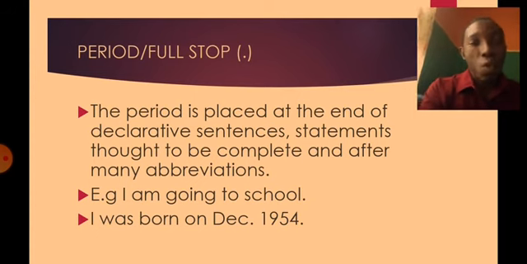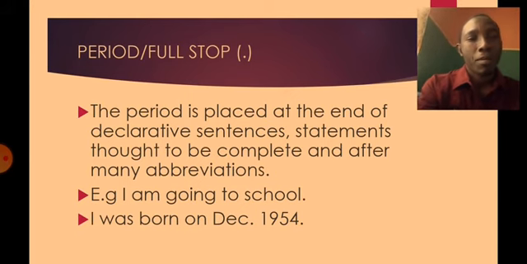I am going to school. That is a declarative sentence, full stop at the end of it. I am going to school, full stop. I was born on December. That December is being abbreviated. If you look at it very well, December is abbreviated DEC. Then we have the full stop or the period for abbreviation. Then 1954. We now put the final full stop. This is a statement that is thought to be complete.